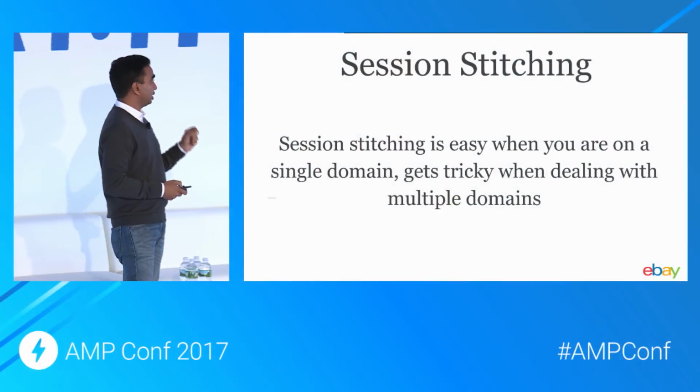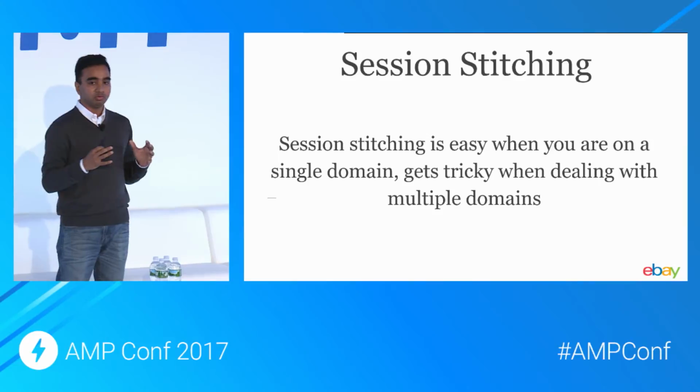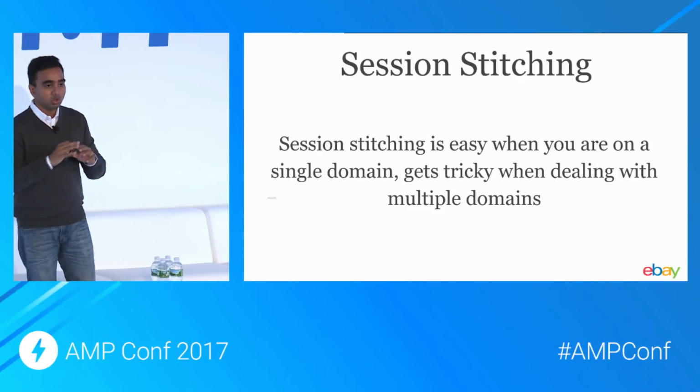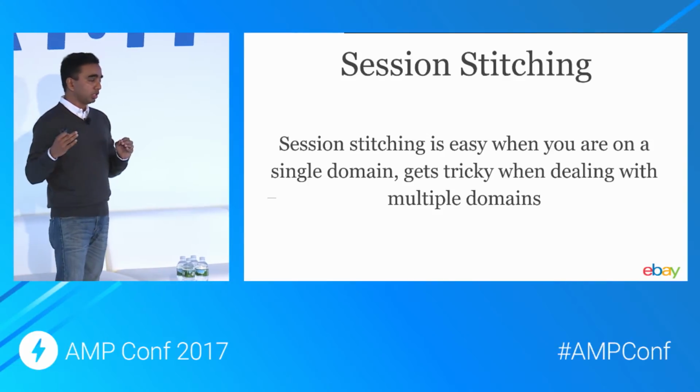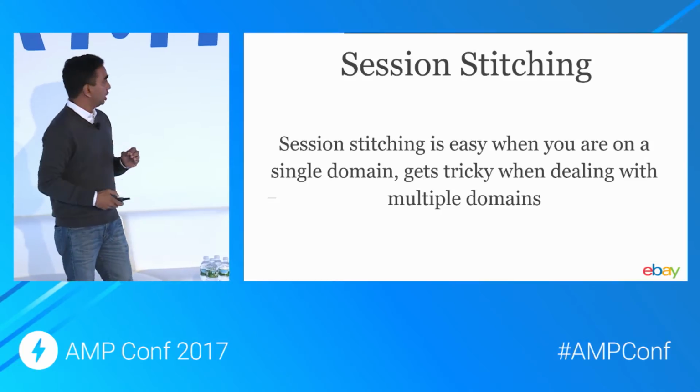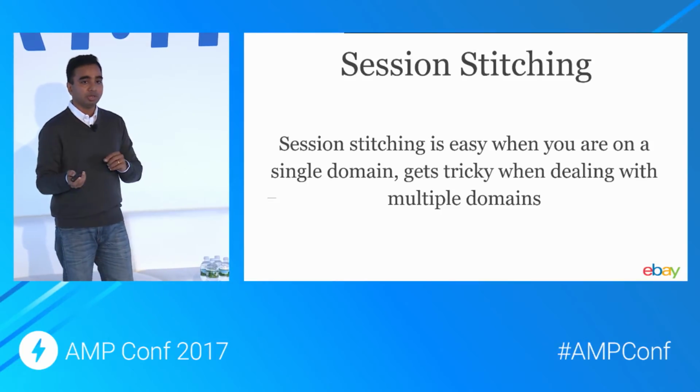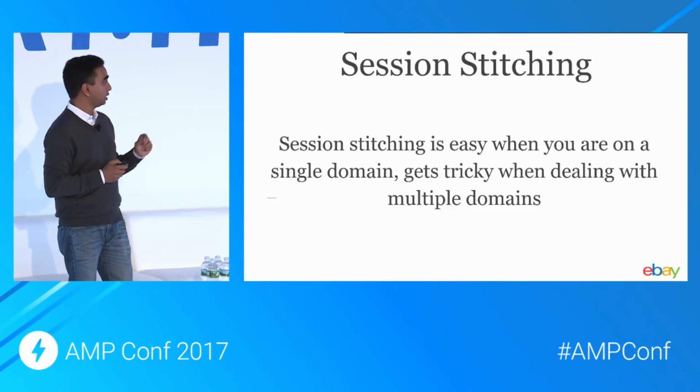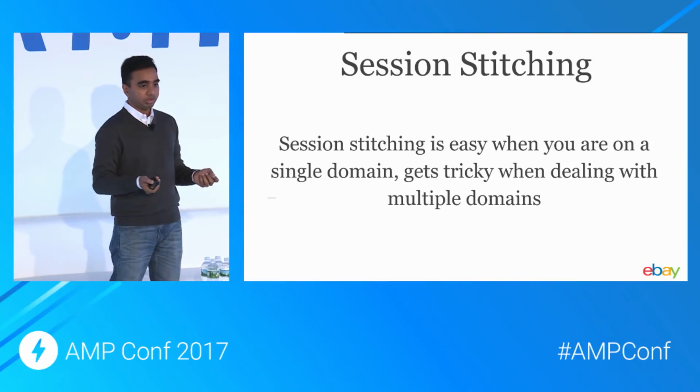It can be from third-party affiliates, or it can be from AMP. So we need to know what the source is. And this is what session stitching is. But the thing with session stitching is it is very easy when you are on a single domain. For example, you are on eBay.com. You control your domain. You have the cookie. You own the cookie. You control the flow. You know when to set the session, when to update the session, and everything. But it becomes complex when you are dealing with multiple domains.